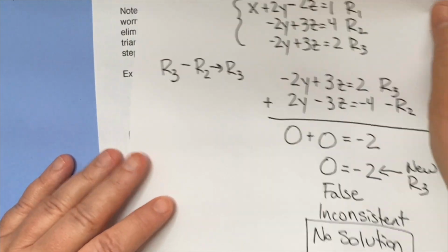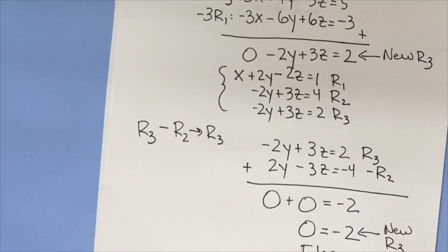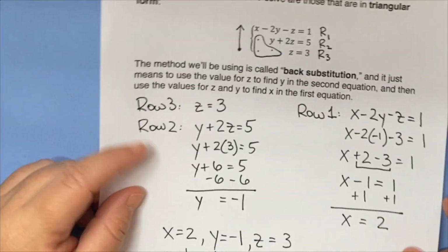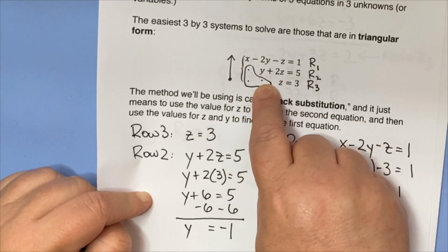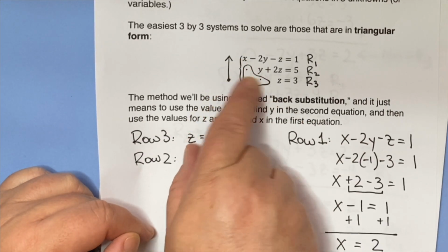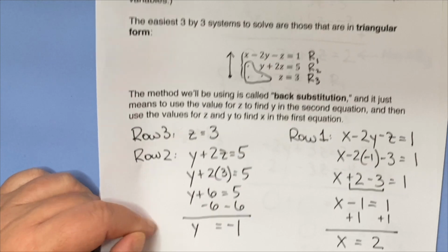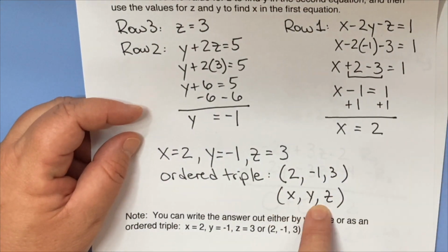So what is the takeaway? Are we hoping for inconsistent systems? And the answer is no, we're not hoping for that. What we're hoping for is that we're able to get to the point where we can eliminate these 3 variables, this x, and this y. We can get rid of these 3 terms, and then we can do this process to get a solution.